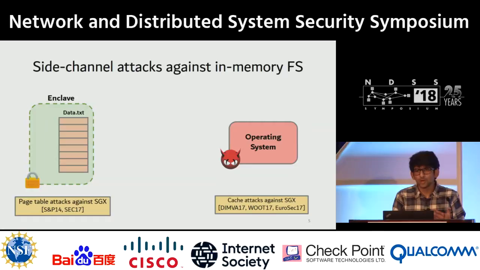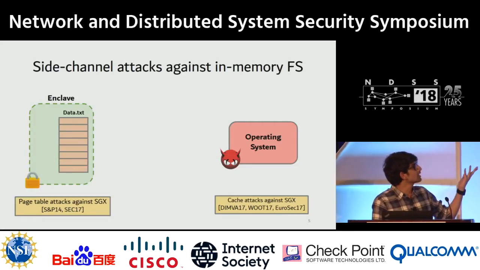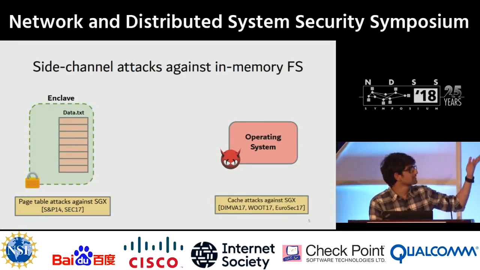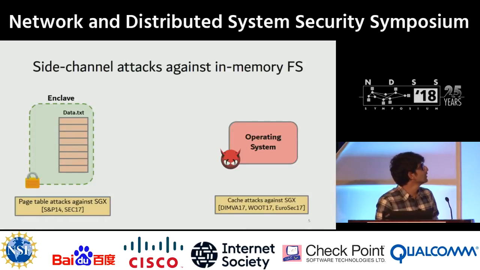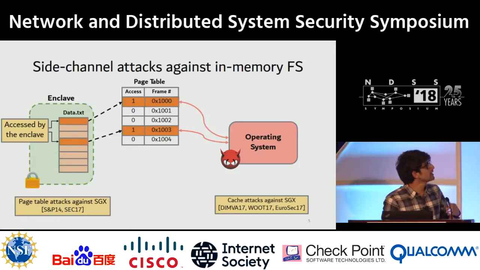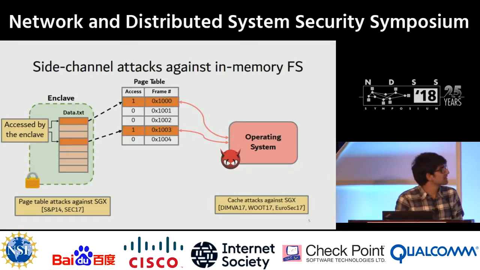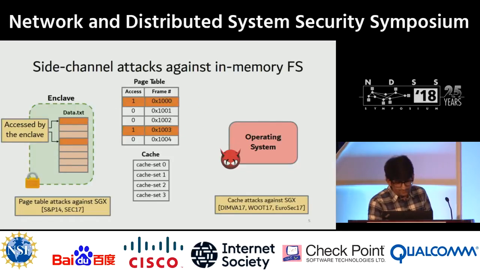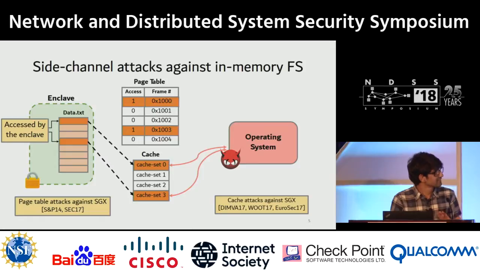Let's suppose that you have this file that you've buffered within the enclave, which is data.txt, and the operating system, of course, is the attacker in this scenario. If the enclave tries to access certain blocks or offsets within this file, it is going to leak information using the page table, because the processor is going to set the access bit on the pages that you are accessing. You're also going to leave traces in the cache, where the operating system or even other unprivileged attackers can see which cache set you are using.